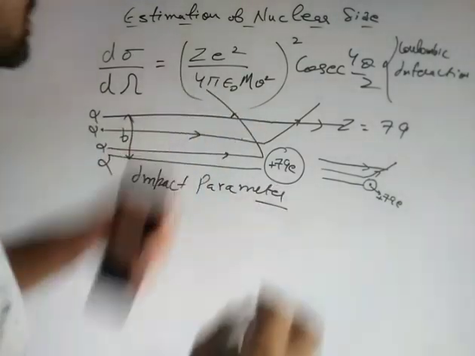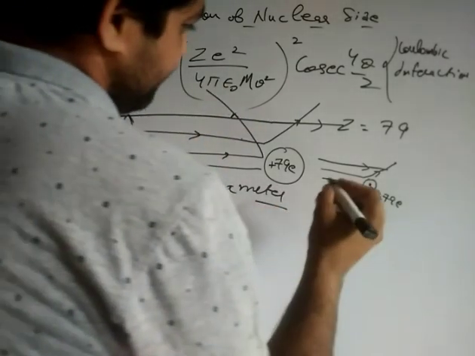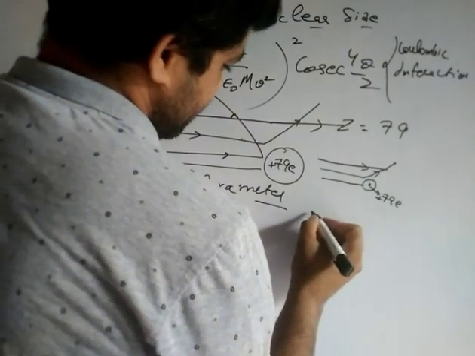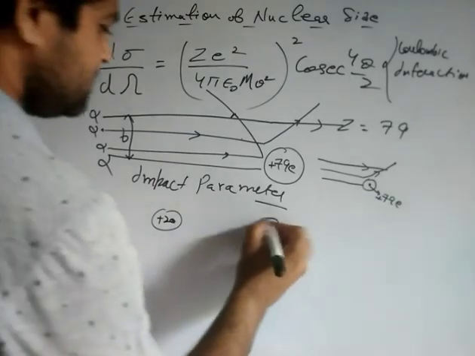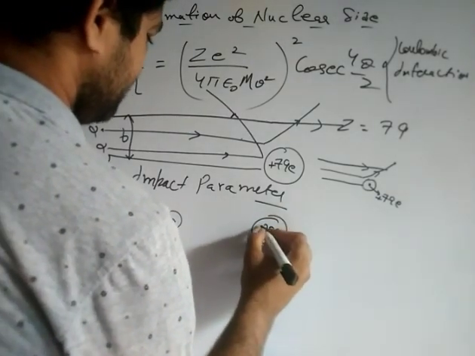Now why is this purely Coulombic interaction? Because suppose this is the alpha particle, which has a +2e charge, and this is a gold nucleus which has 79 units of positive charge.